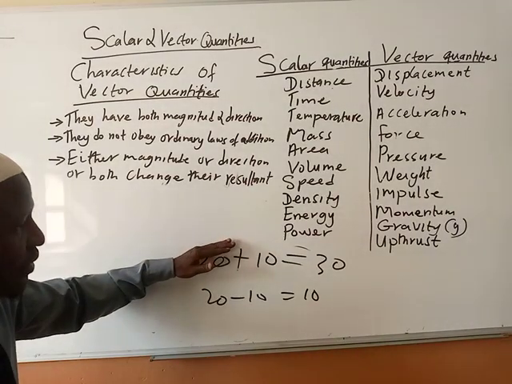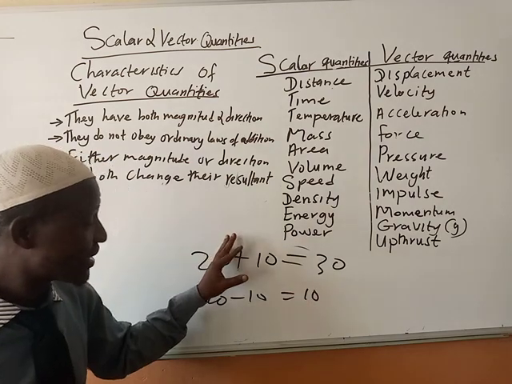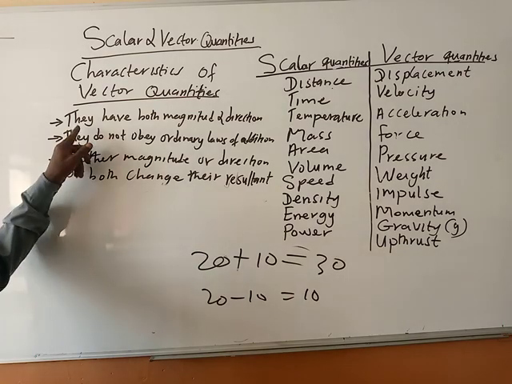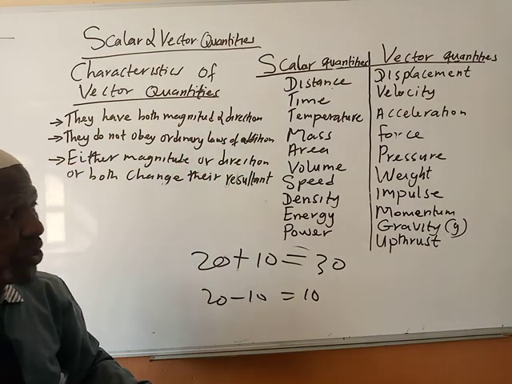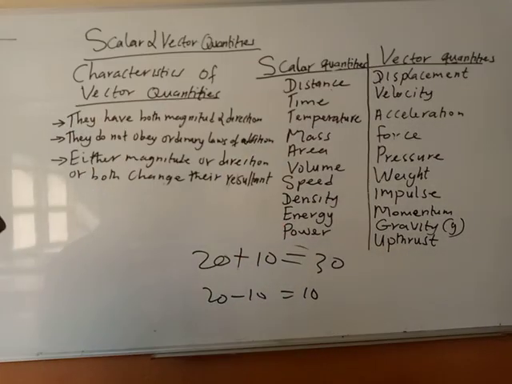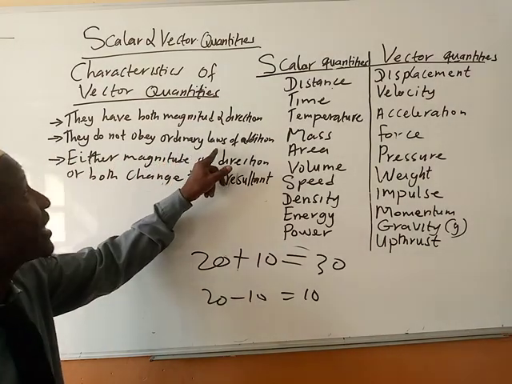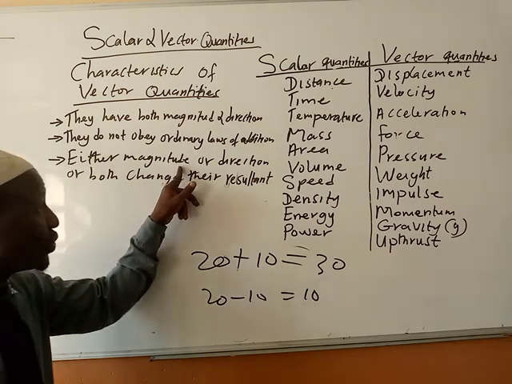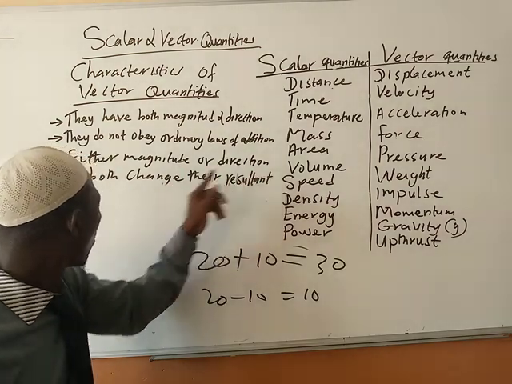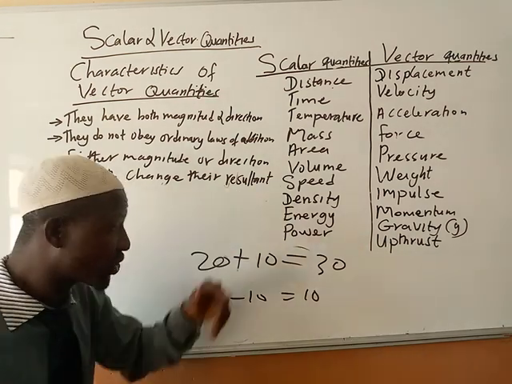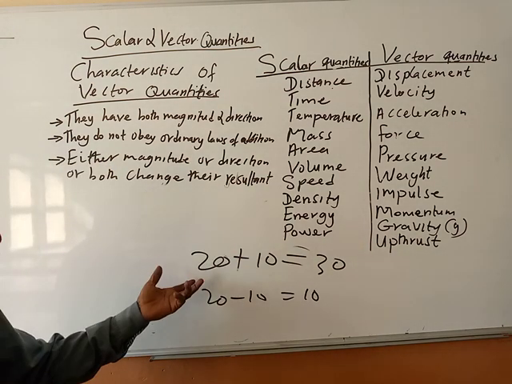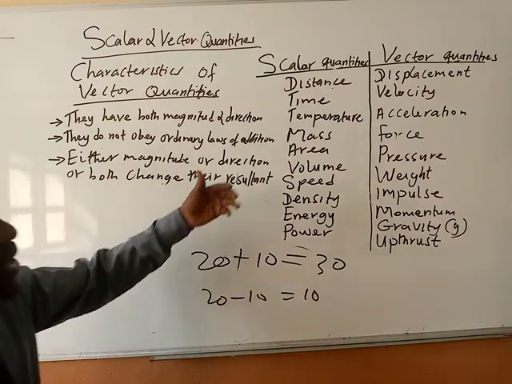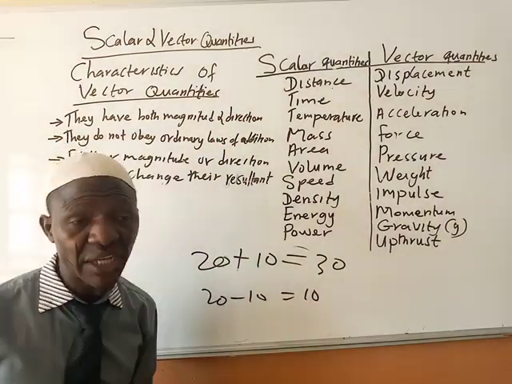Therefore, vector quantity has some characteristics that we need to consider. The first one is they have both magnitude and direction, which appears in our definition of vector quantity. The second one, they do not obey ordinary law of addition, like I said. The last one, either magnitude or direction or both of them can change the resultant. So the resultant of vector can be affected by either magnitude or direction or both. But in case of scalar, it's only magnitude that can affect the resultant.